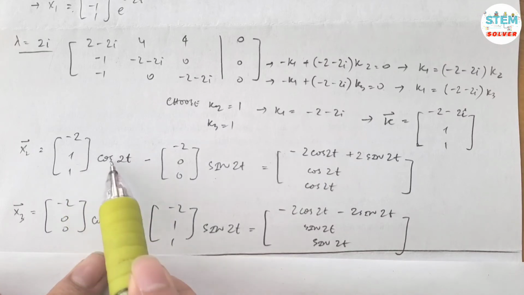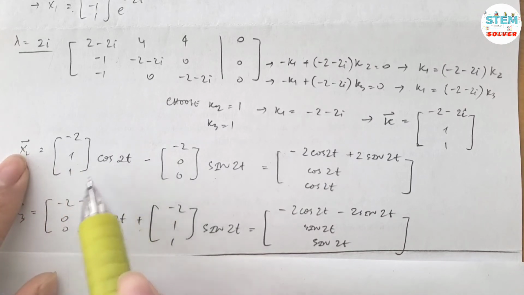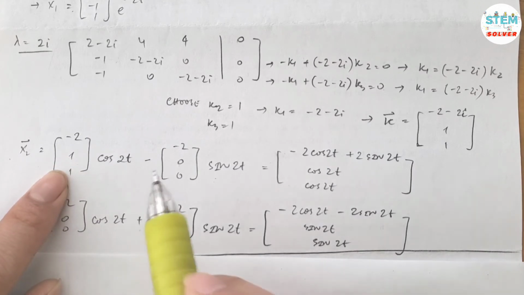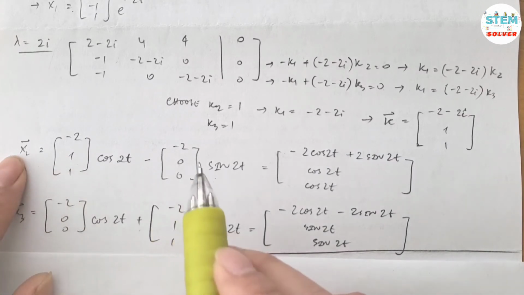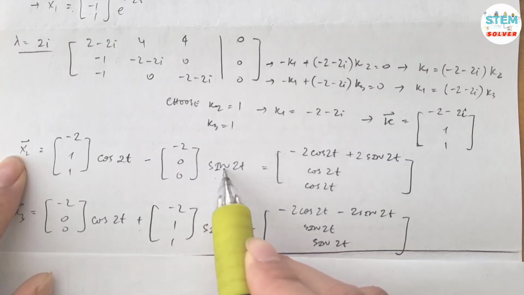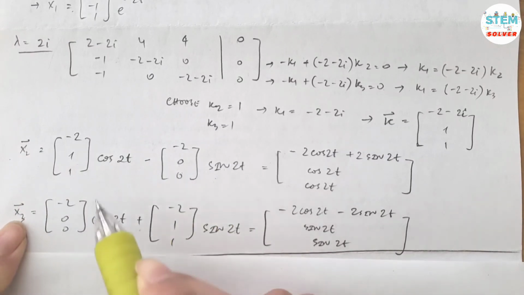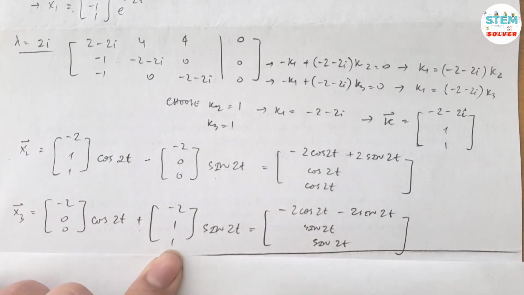So you have this vector multiplied by cosine for vector x2. For vector x3, you need to have this vector multiplied by sine 2t. For vector x2, you have this vector multiplied by sine 2t. For vector x3, you have this vector multiplied by cosine 2t. Okay, so you just switch those vectors and then simplify if you want.